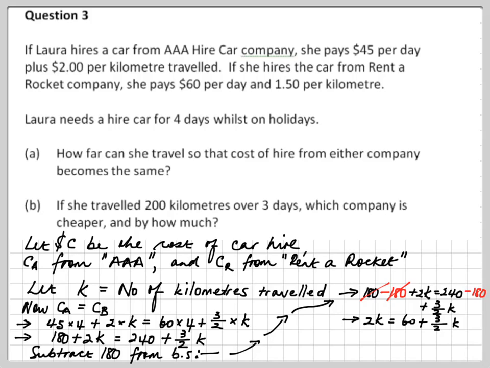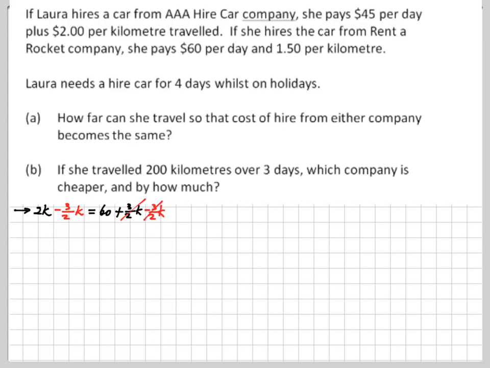What should we do? Where do we want the k's? Yes, on the left. So there's a k term on the right. We don't want it there, so we're going to do the game of opposites. Yeah, let's do that. Subtract that from both sides, and here we go. We've got 2k minus 3 over 2k equals 60 plus 3 over 2k minus 3 over 2k. We've done it to both sides. Let's clean up now. Good. They go because they cancel out. Now I think we better go over the page. We're running out of room here. Okay, so that's where we got to.